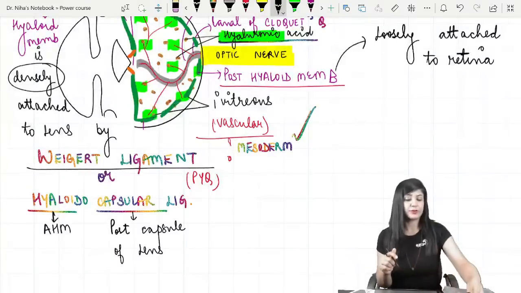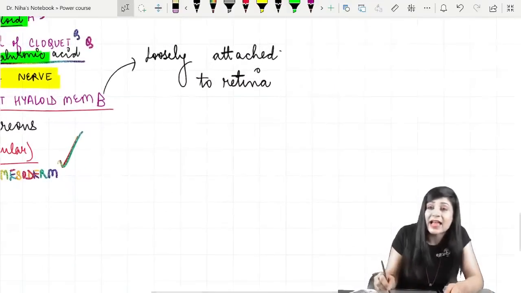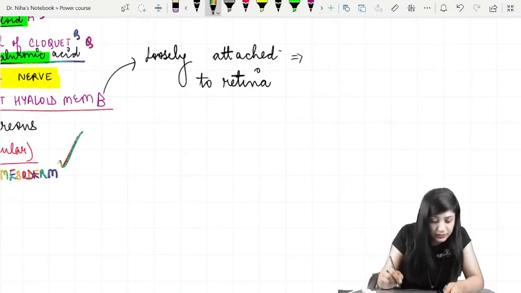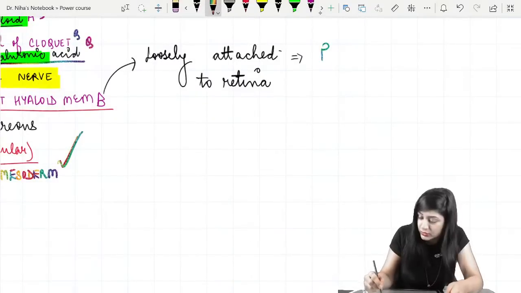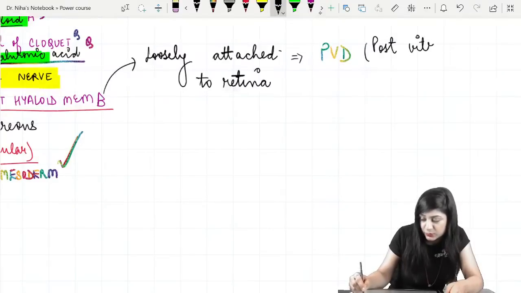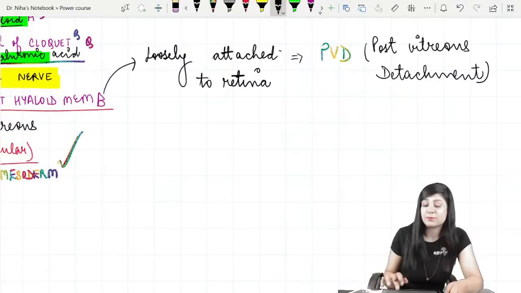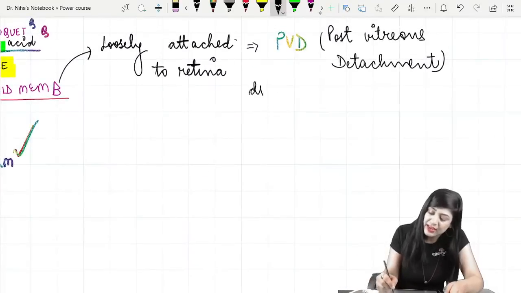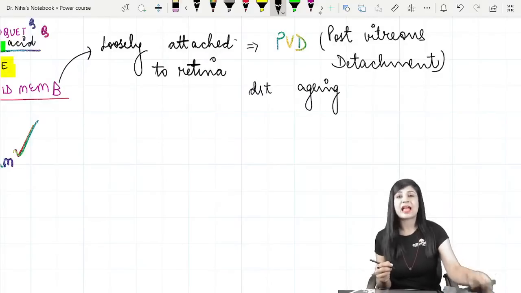You have drawn it. Okay. Now see, because this is loosely attached to the retina, it can lead to PVD, posterior vitreous detachment. Due to aging, slowly and gradually it will detach from the retina.